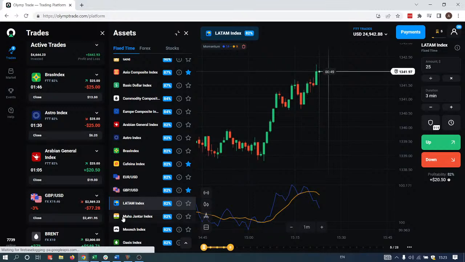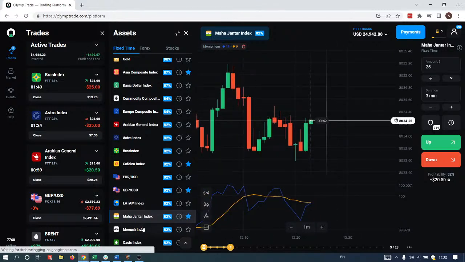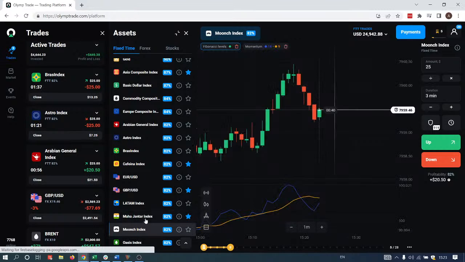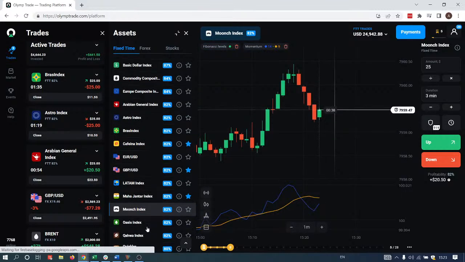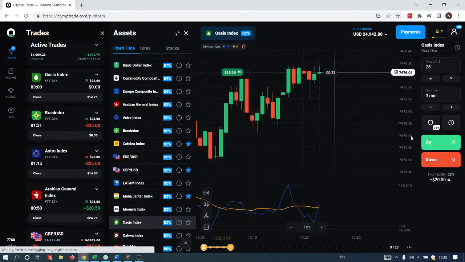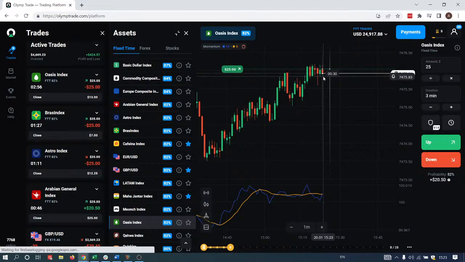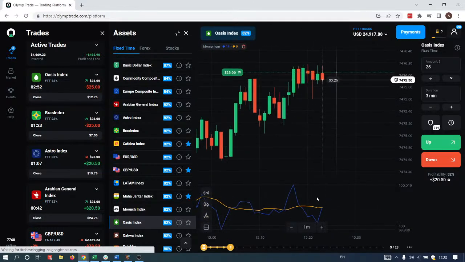So LATAM index, nothing, and Mahajantar. Okay, so this might be a new trade for us. Oasis index. Okay, even though it looks like there might be a downwards pullback, in fact the indicator here signals an up trade. So let's follow the signal from the indicator and let's open a trade accordingly.